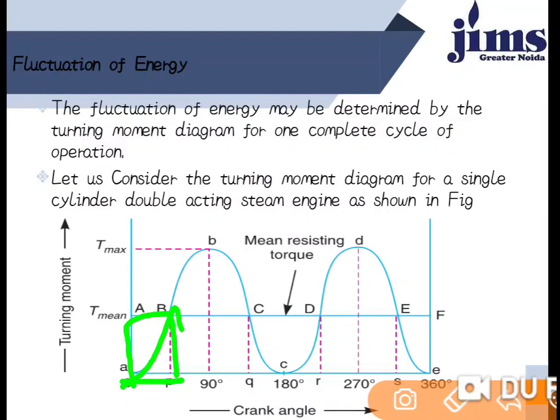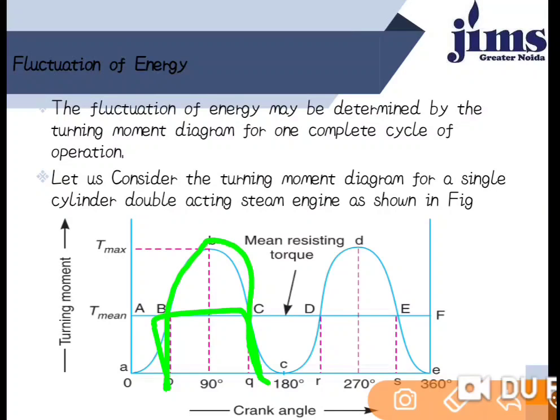Next, if I consider PBCQ, then the energy required is PBCQ, and in this crank revolution I am achieving PBCQ.